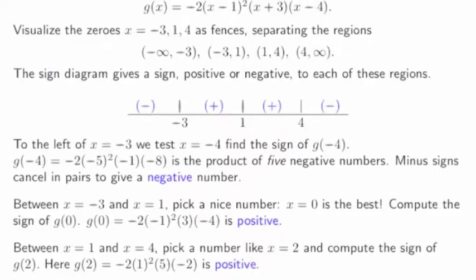So there's the sign diagram in the middle of this picture, with the zeros minus 3, 1, and 4 below the line, separating signs minus, plus, plus, and minus.